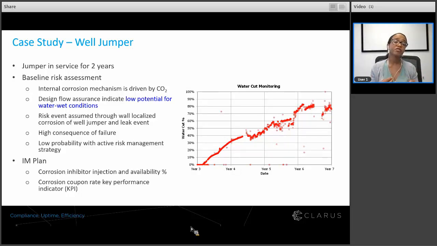Our driving internal corrosion mechanism is sweet service CO2 corrosion. Design assessments indicated that there was a low potential for water wet conditions.